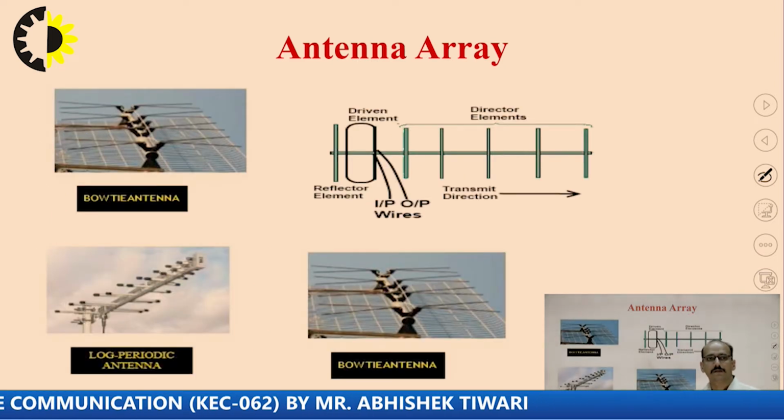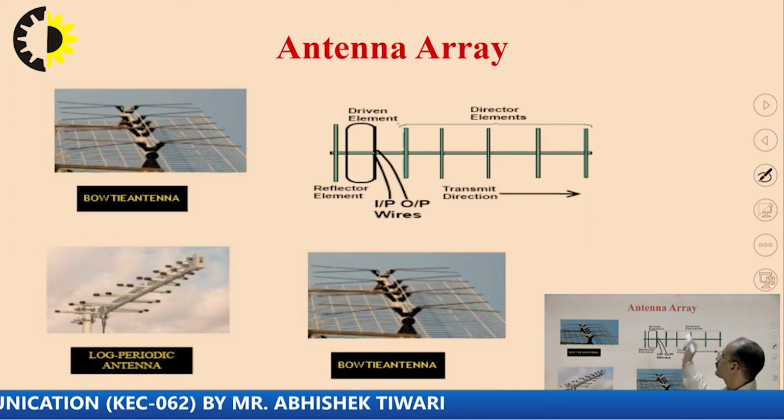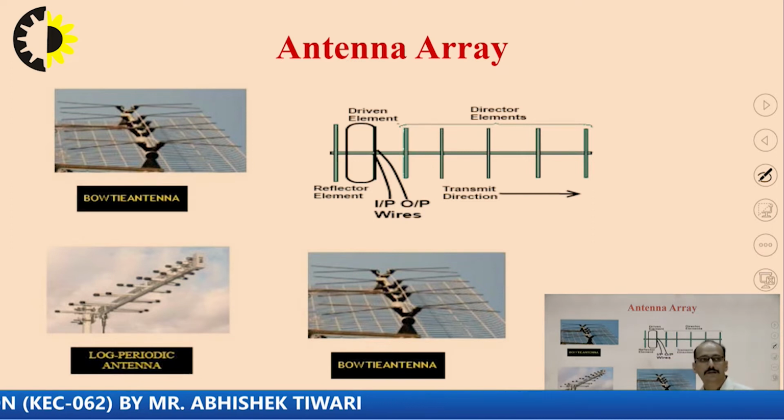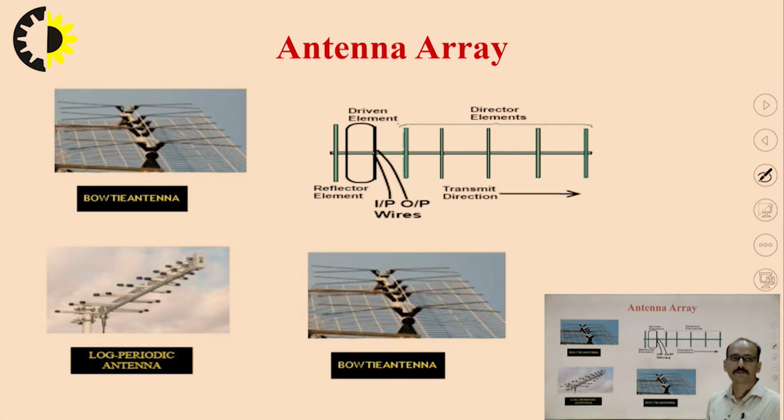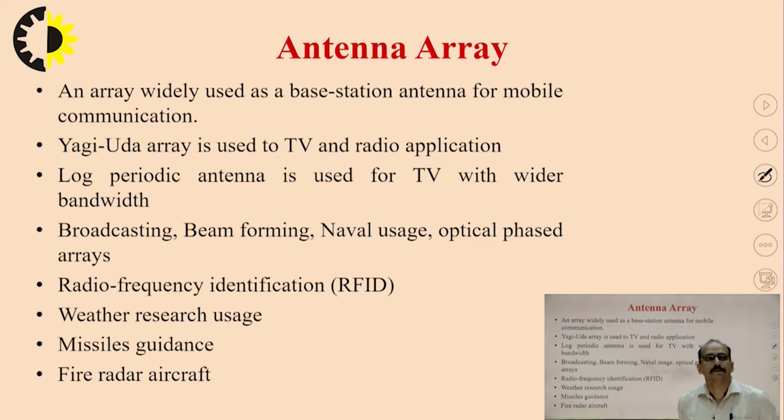Then these are the various types of antenna arrays used by satellite systems, such as bow tie antenna and log periodic antenna. And this is the Yagi-Uda antenna that is used at the earth station side, not on the satellite. So basically an array is widely used as a base station antenna for mobile communication. Yagi-Uda is used for TV, and log periodic is used for TV with the wider bandwidth.